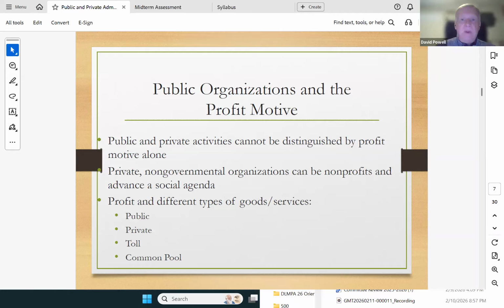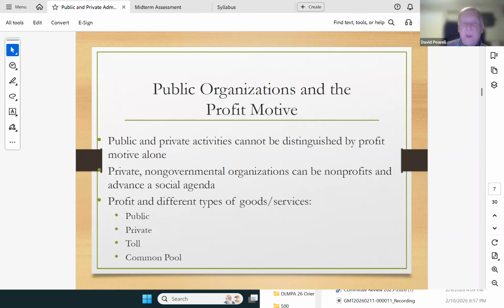And then the opposite of a toll good is a common pool good. A common pool good is something that should be non-excludable, but it is exhaustible. It can be used up. So you think about something like natural resources. All members of society should, at least in theory, in a normative world, have access to those natural resources. But once those natural resources are used up, they are then gone. So natural resources kind of fit in this category of common pool.